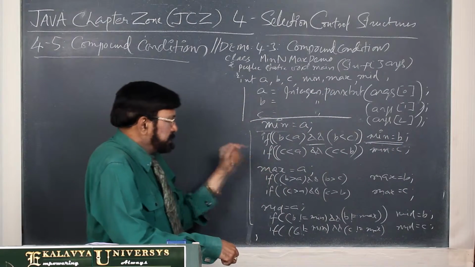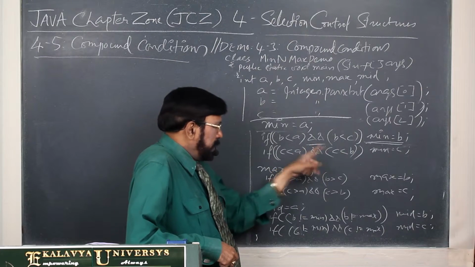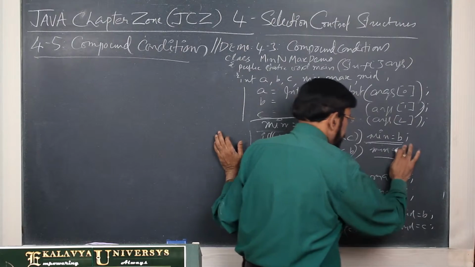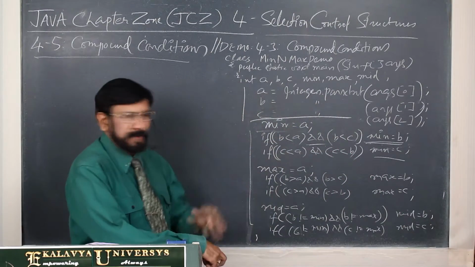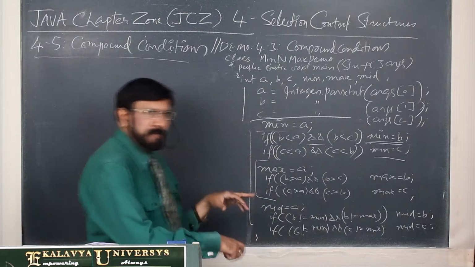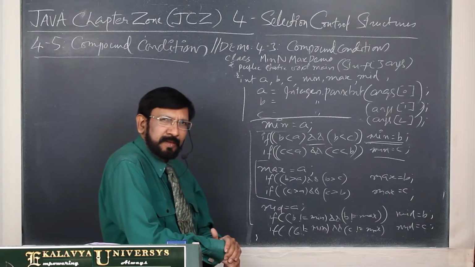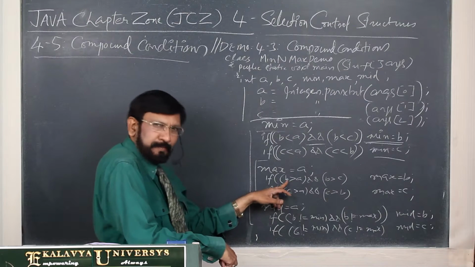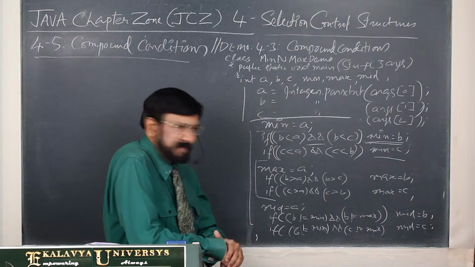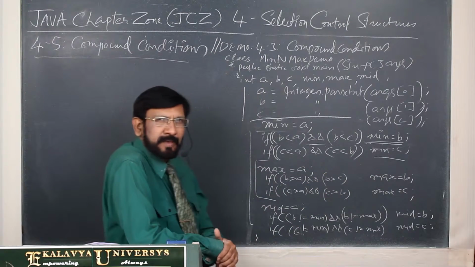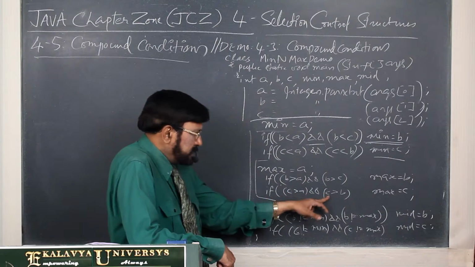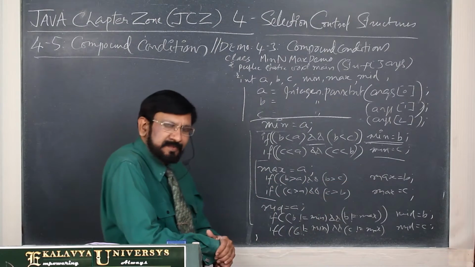Next, if C is less than A and C is less than B, definitely C is the minimum. In that way, you can write for minimum. Same logic you can apply for max also. You assume A is max. When B is max, if B is greater than A and B is greater than C, B is max. When C is max, C is greater than A and C is greater than B, max is C.